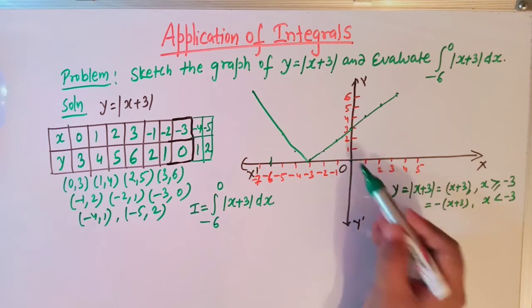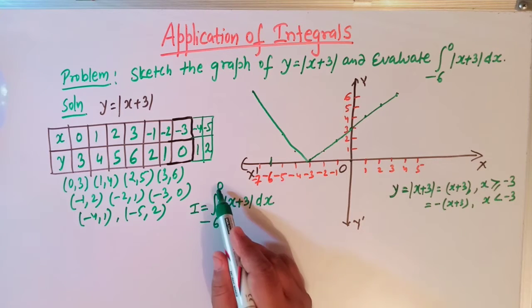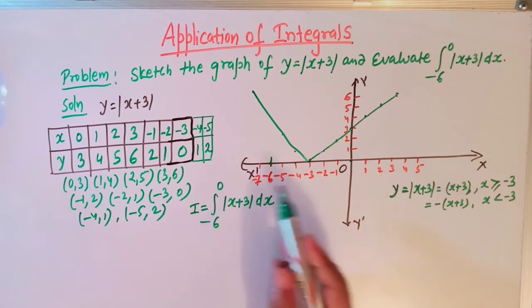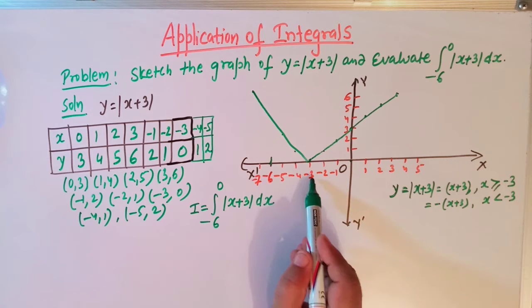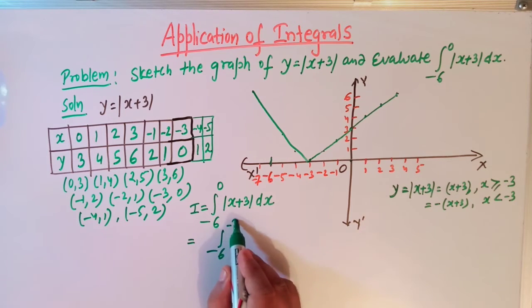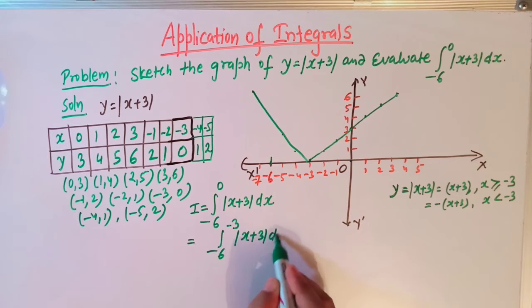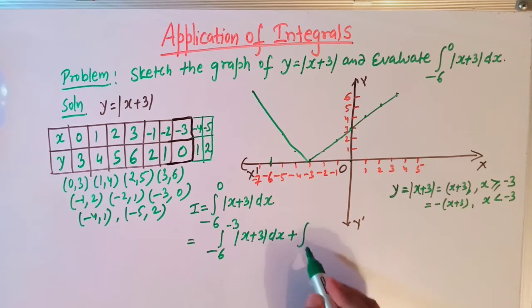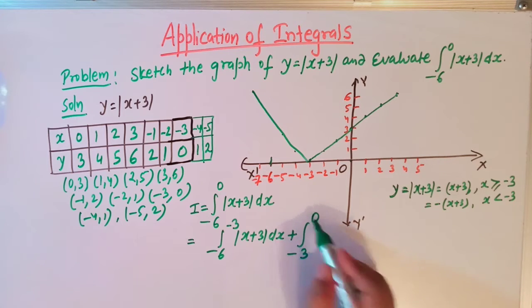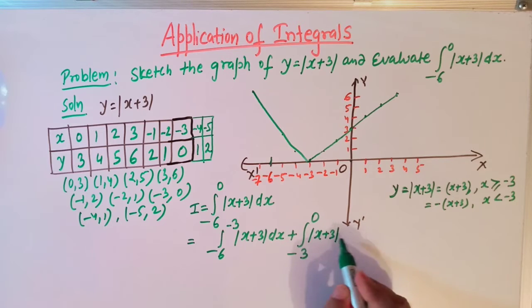Clear? So now we have to integrate it from minus 6 to 0. So what we will do is break this integral: first from minus 6 to minus 3, where we have mod x plus 3 dx. Then we have from minus 3 to 0, and there we have mod of x plus 3 dx.